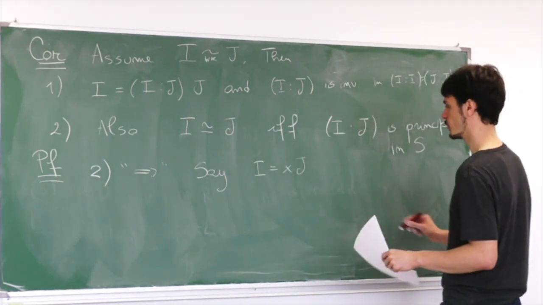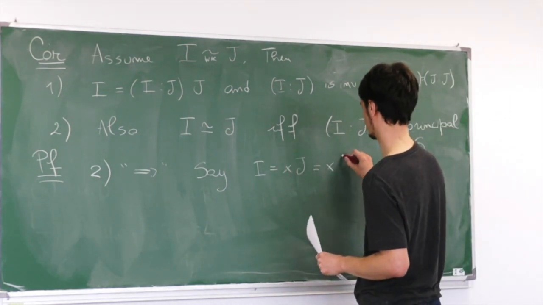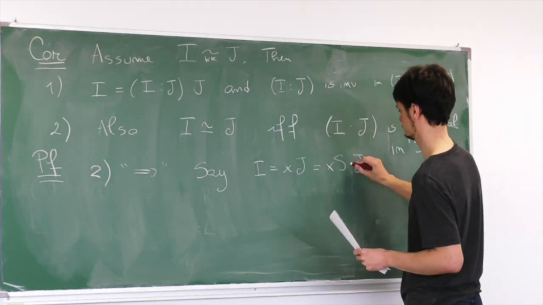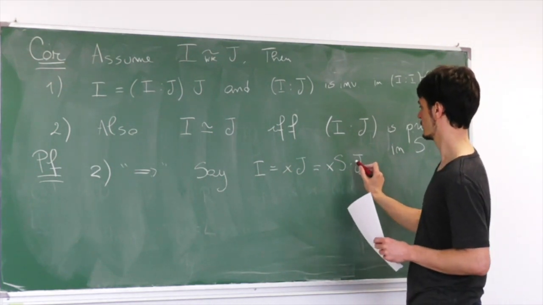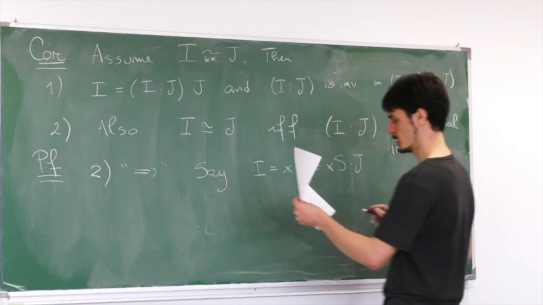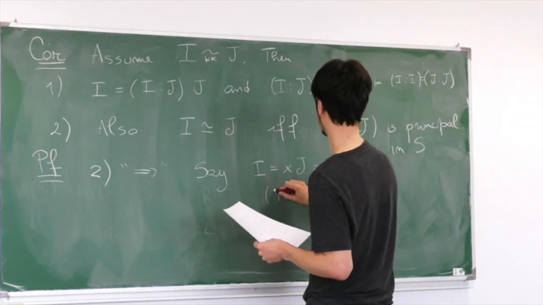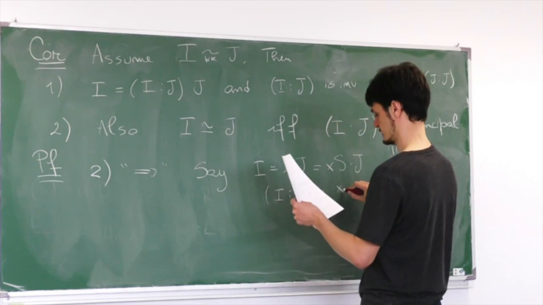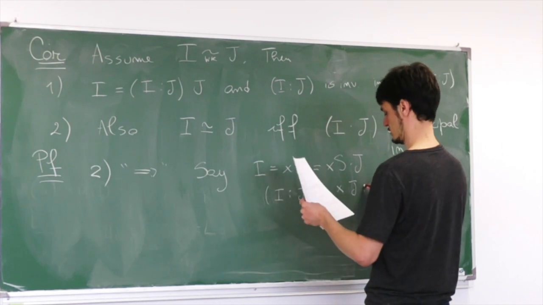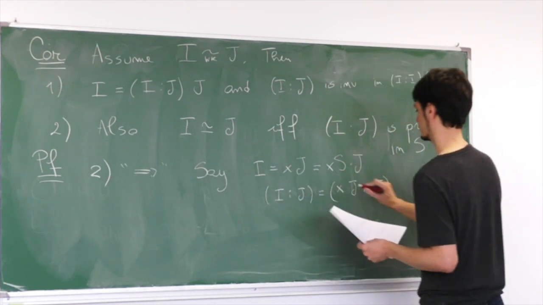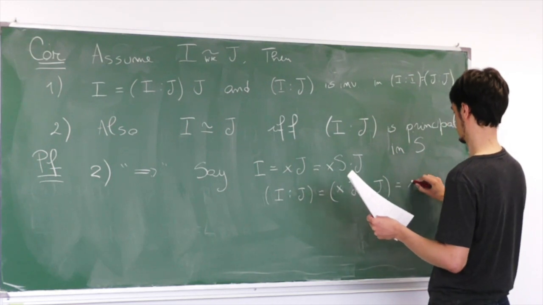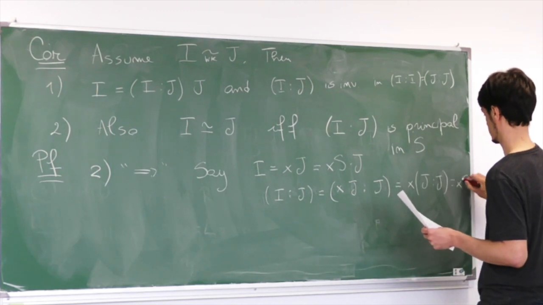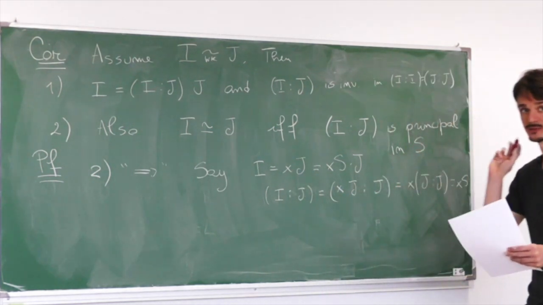Right? We can write this product also as the principal ideal generated by x times J. This is the same because S is the multiplicator ring of J. And now observe that I colon J is equal to xJ colon J. We can pull out x, and this becomes x times (J colon J), which is equal to xS. So this ideal is actually not just invertible but principal.